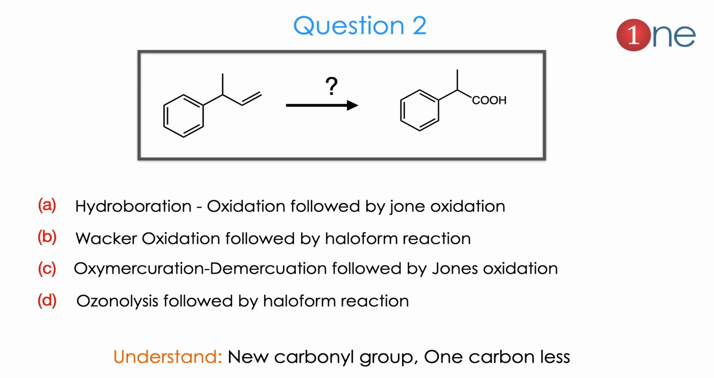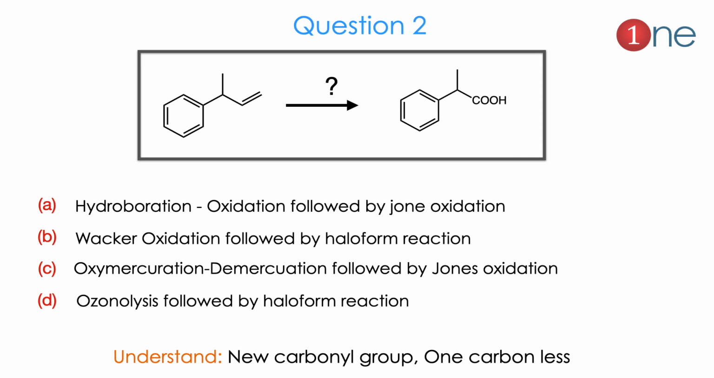Then question number 2. Here the starting material is benzene, which is attached with an isobutenyl group, then the group is converted into acid. Here they are asking you to guess the reagents. So which are the reagents? Hydroboration oxidation, or Wacker oxidation followed by Haloform reaction, or oxymercuration demercuration, or ozonolysis and Haloform reaction.